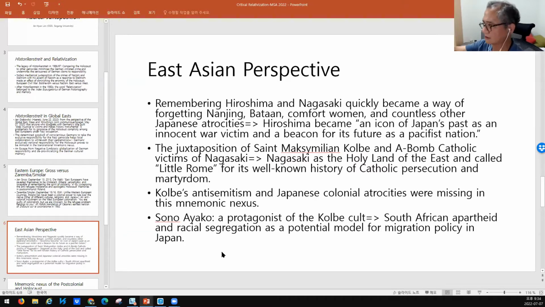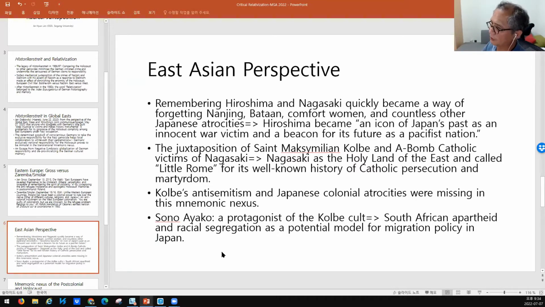There were debates about Maximilian Kolbe's anti-Semitism in Poland already from 1971, when he was beatified. But without any mention of these debates, Maximilian Kolbe has been secularized in the collective memory of the atomic bomb Catholic victims in Nagasaki. So this is one of the good examples showing that juxtaposition could be a little bit harmful to critical memories in the global space, or globally.